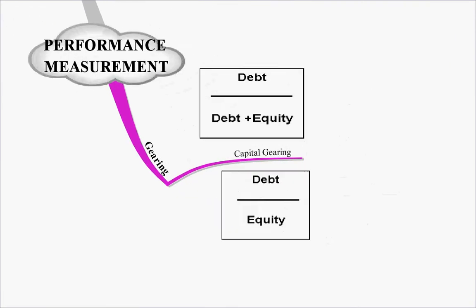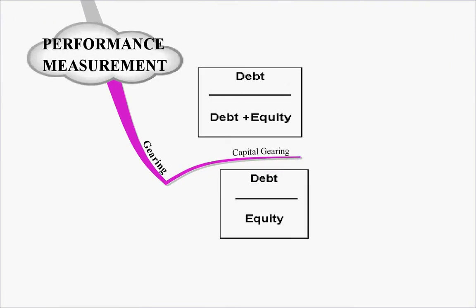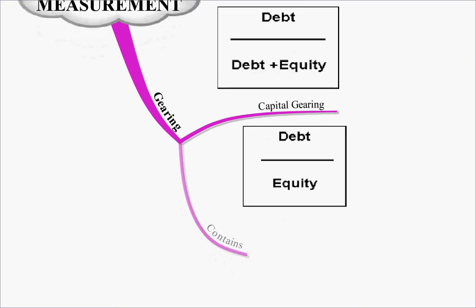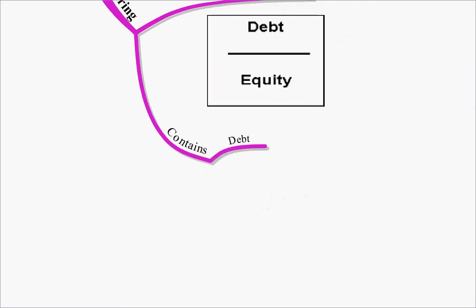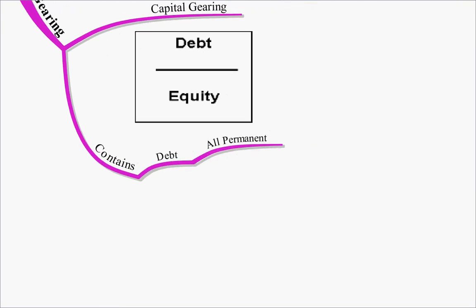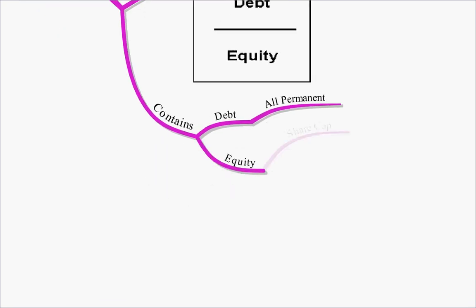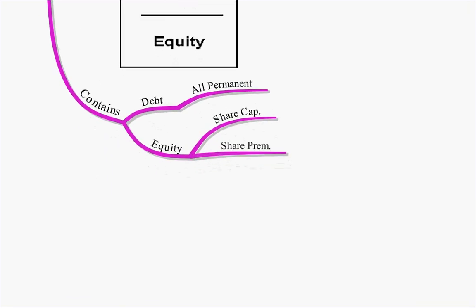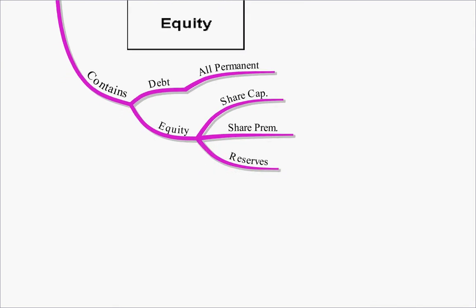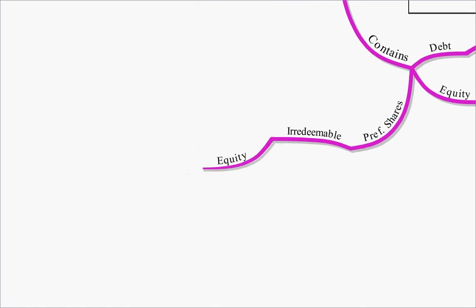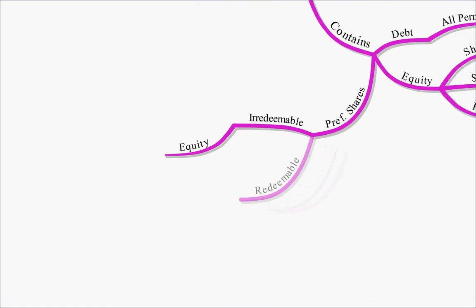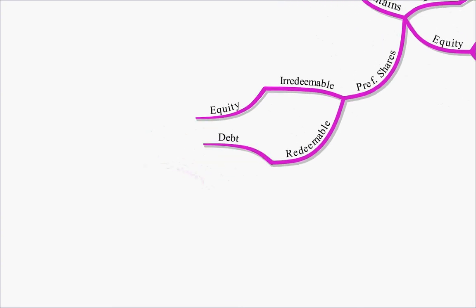On to gearing. Two ways to calculate our capital gearing: debt over debt plus equity, or debt over equity, and we'll be told in the question which one they want us to use. So it contains debt, and that's all permanent debt. Equity is the share capital plus the share premium plus reserves. Just a note on preference shares: if they're irredeemable preference shares, you'll have them in as equity. If they are redeemable shares, you'll have them in as debt.